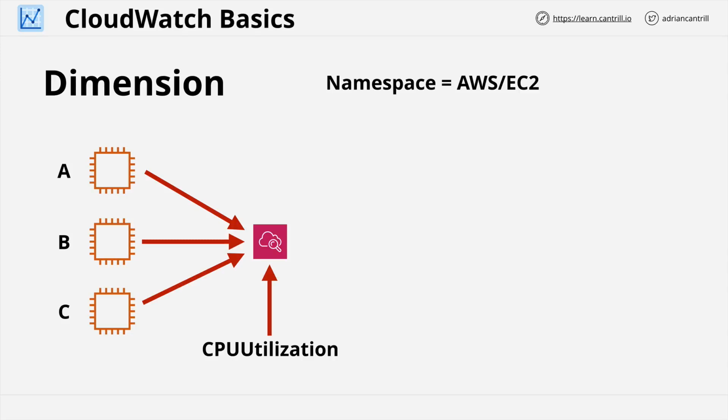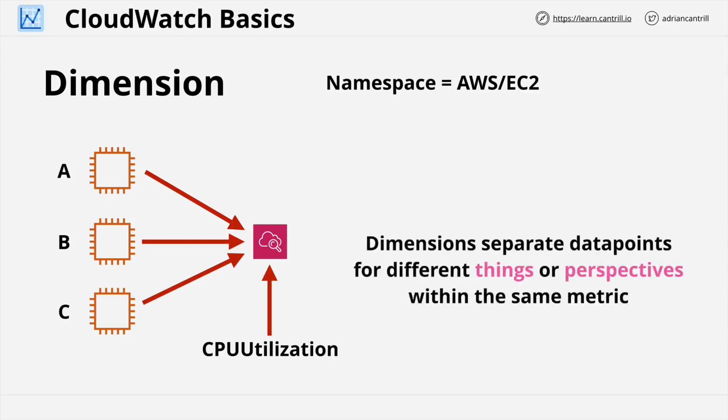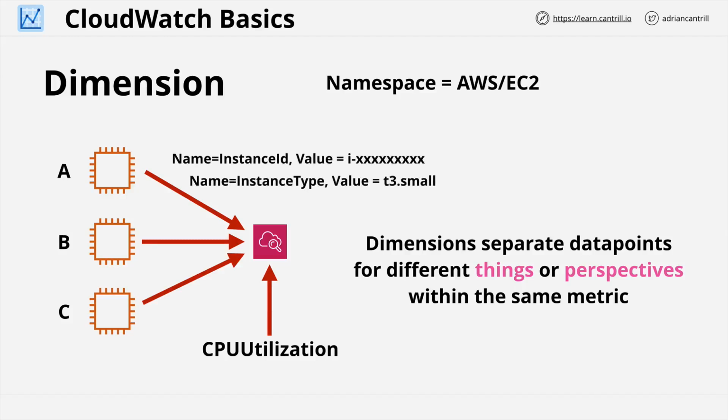But what's also sent with those data points are dimensions. And dimensions are name-value pairs which allow CloudWatch to separate things or provide different perspectives of things within a metric. Now, two very common examples of this. When sending data points into CloudWatch for CPU utilization of EC2, AWS also send in the instance ID and the instance type as dimensions. And this allows us to view data points for a particular instance, for example.